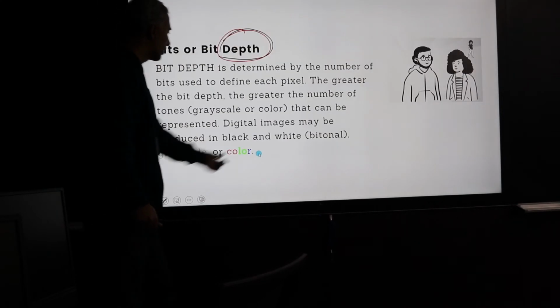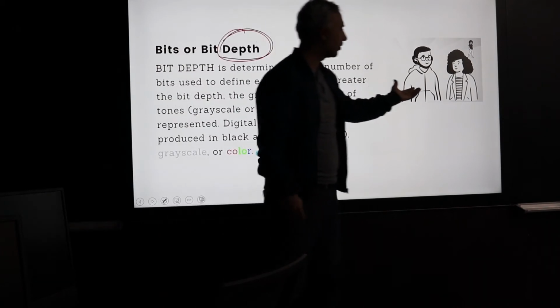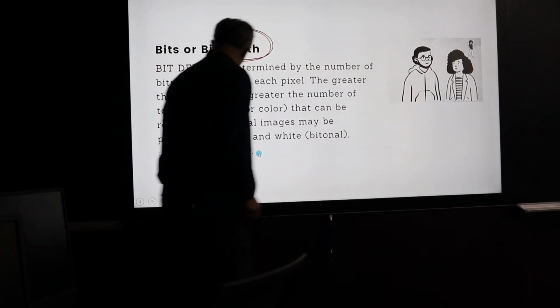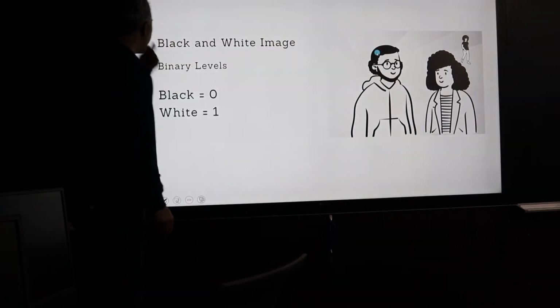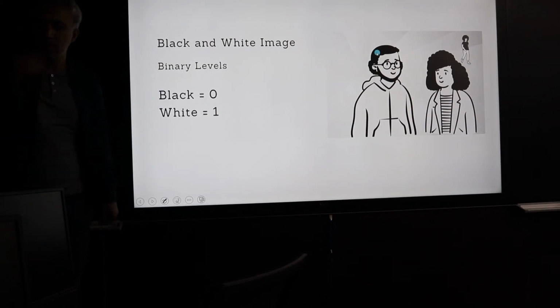I was talking about the binary, only black and white, like this. Only black and white, no shades. So of course, once we are talking about binary, it means 0 and 1, discrete language.